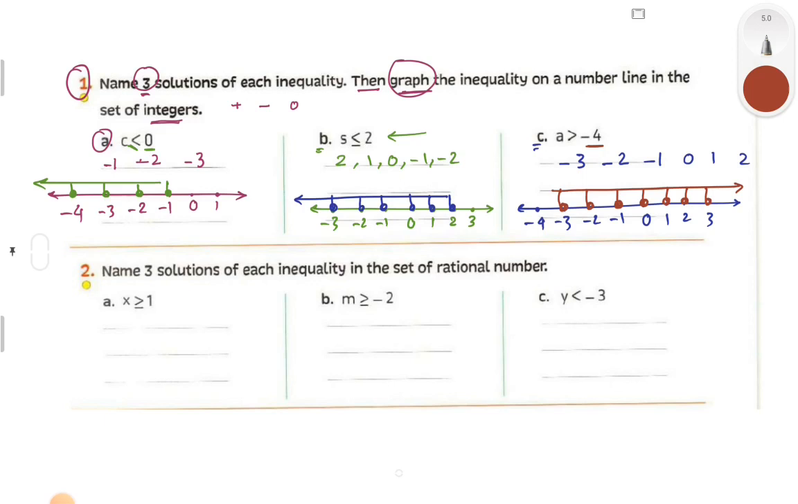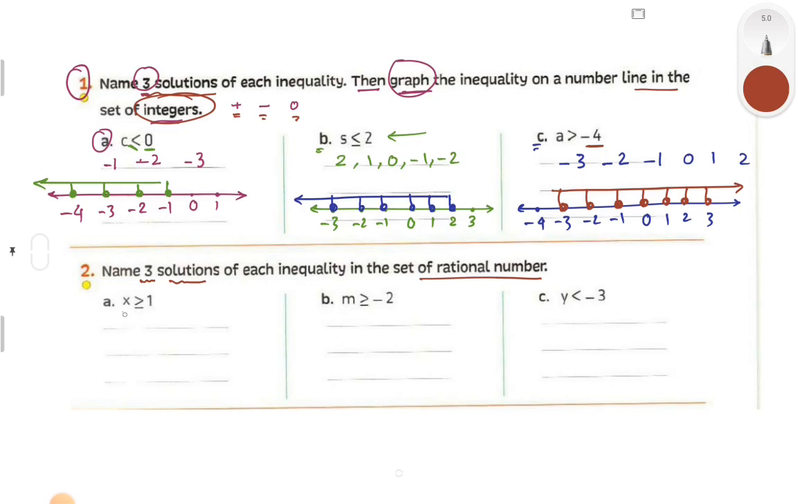Now question number 2, he asked us about 3 solutions. The same, but here in the set of rational numbers. Before, we had the set of what? Integers. An integer is positive or negative or 0, but a rational number may be a fraction or a decimal.